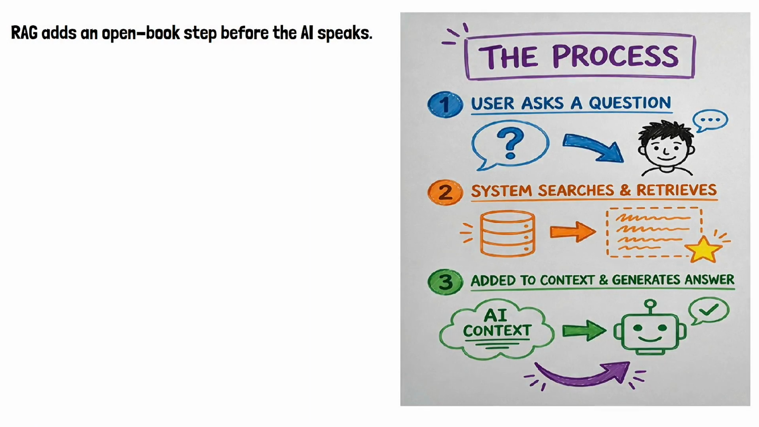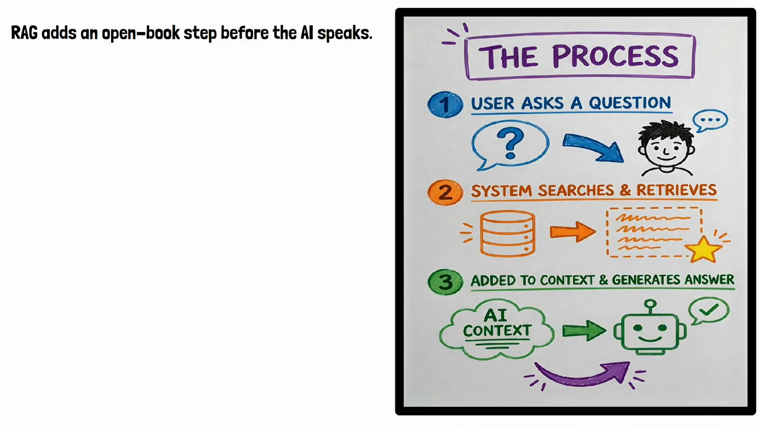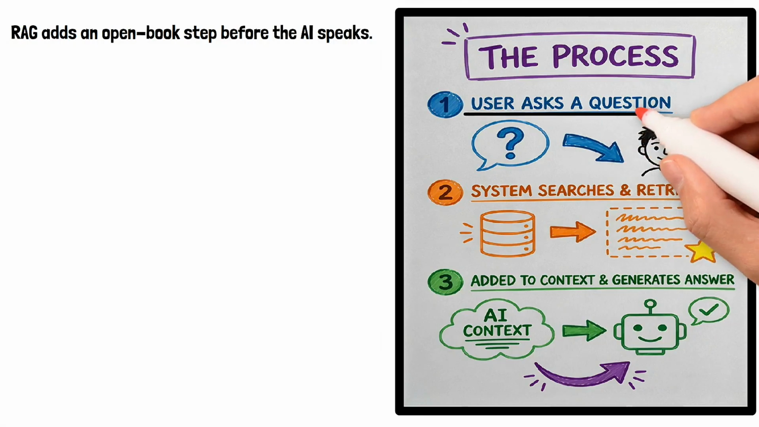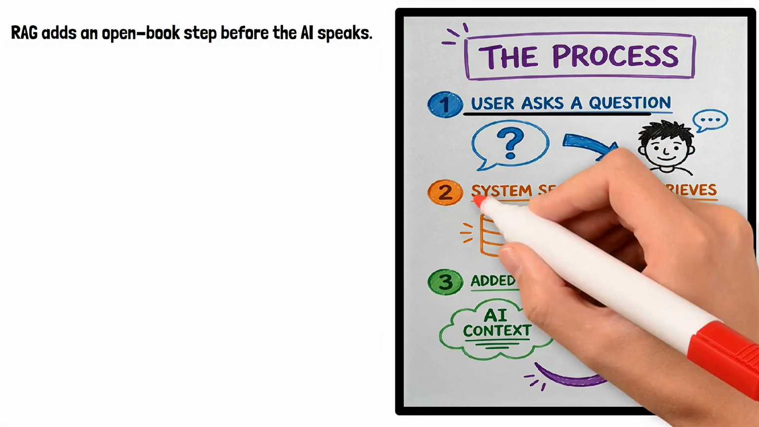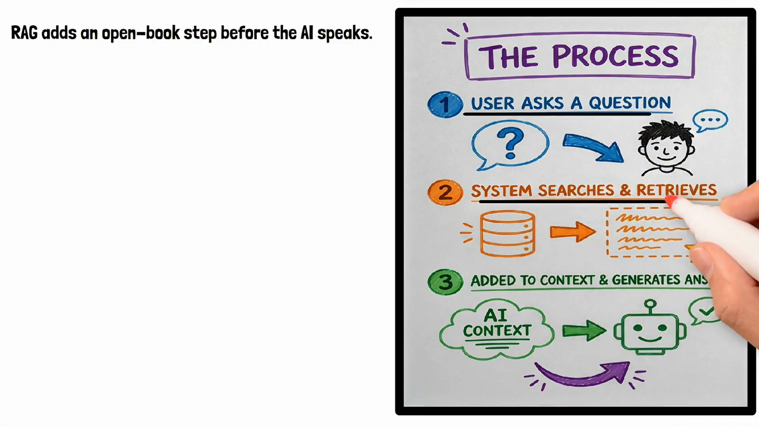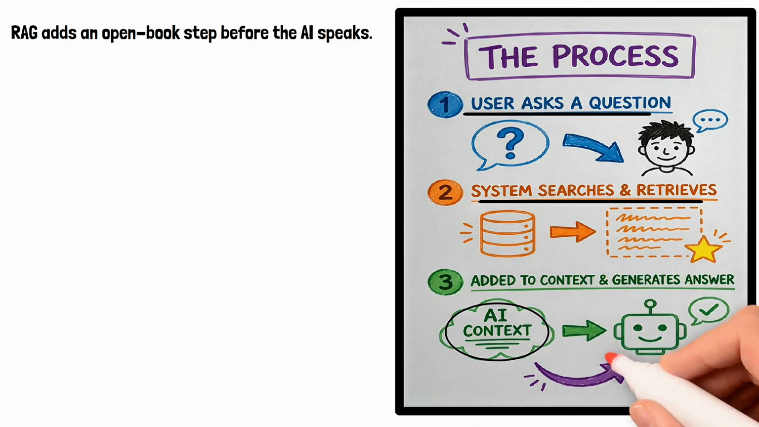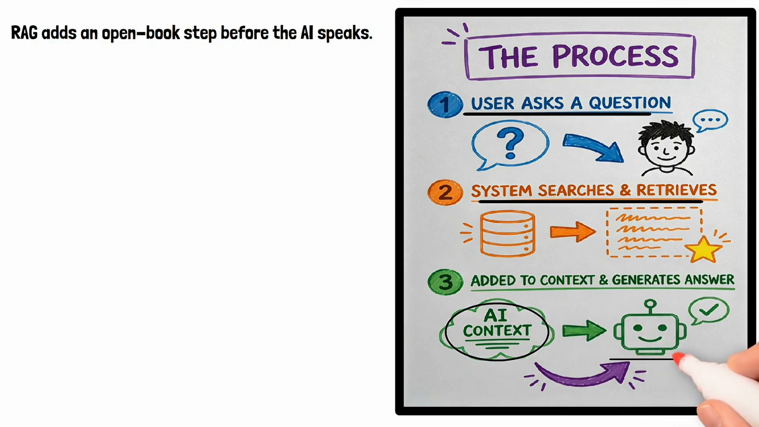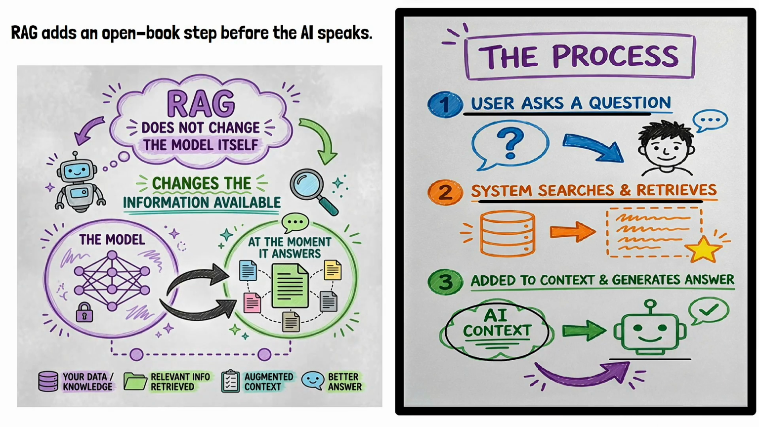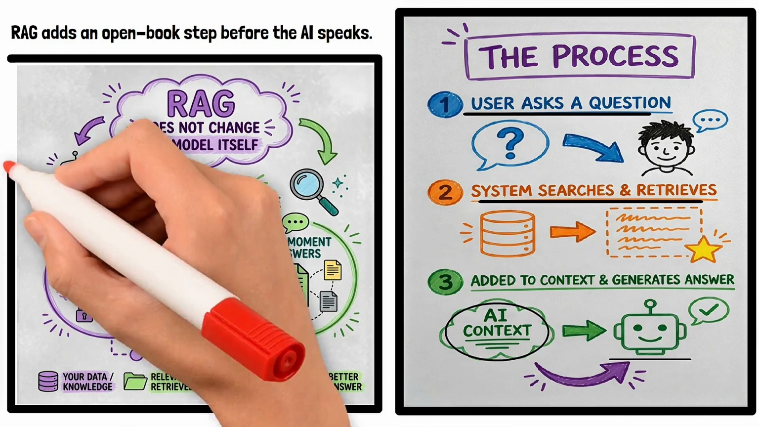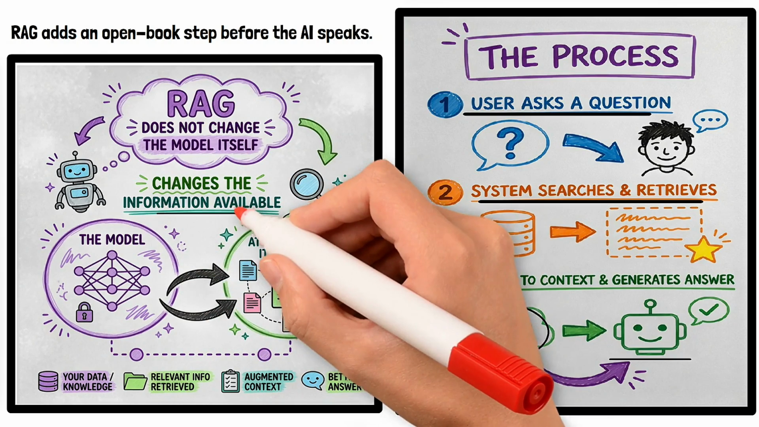The process usually happens in 3 parts. First, the user asks a question. Second, the system searches its connected knowledge base and retrieves the most relevant sections. Third, those sections are added to the AI's context and the model generates an answer based on them. So RAG does not usually change the model itself. It changes the information available to the model at the moment it answers.